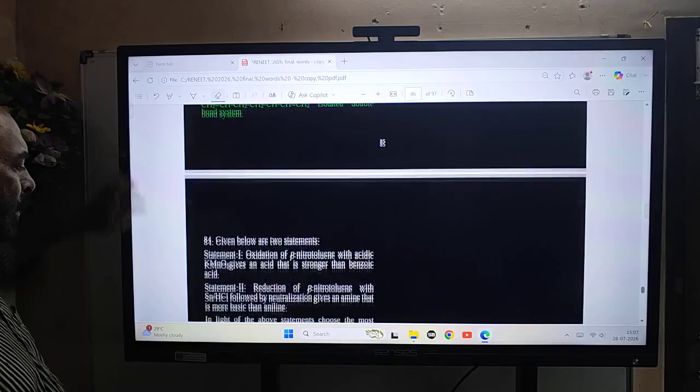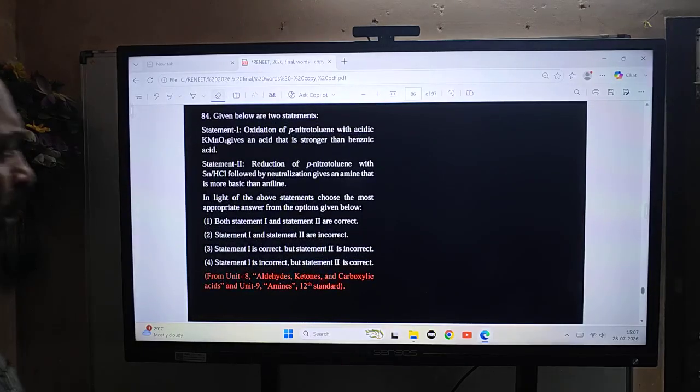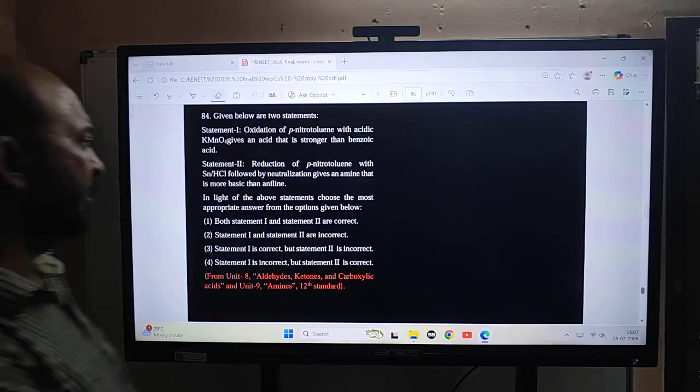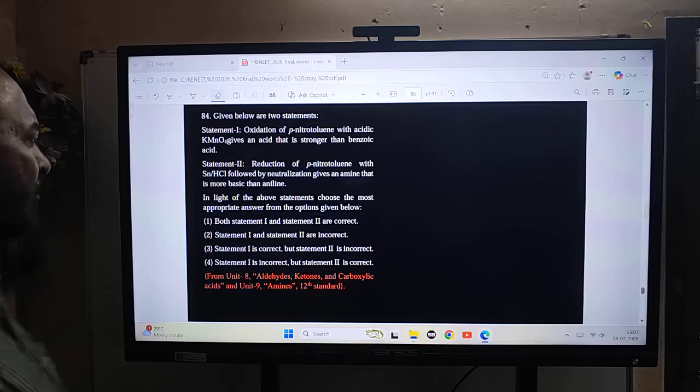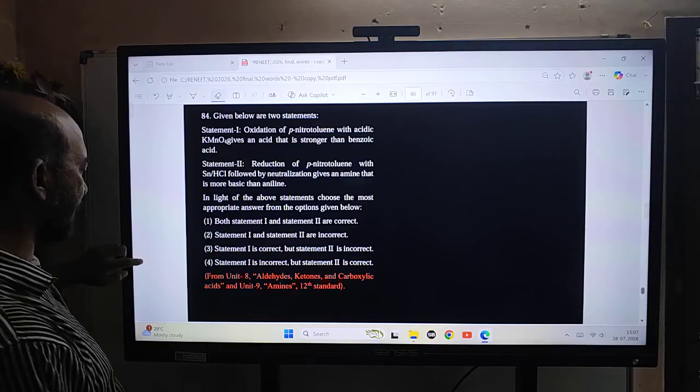Simple question. Question number 84. Oxidation of para-nitrotoluene gives an acid that is stronger than benzoic acid. Statement 2: Reduction of para-nitrotoluene with tin and HCl followed by neutralization gives an amine that is more basic than aniline.